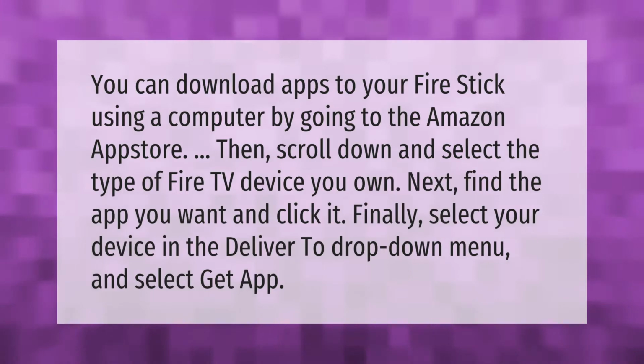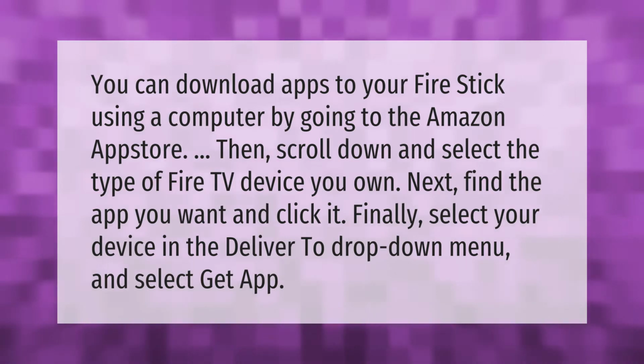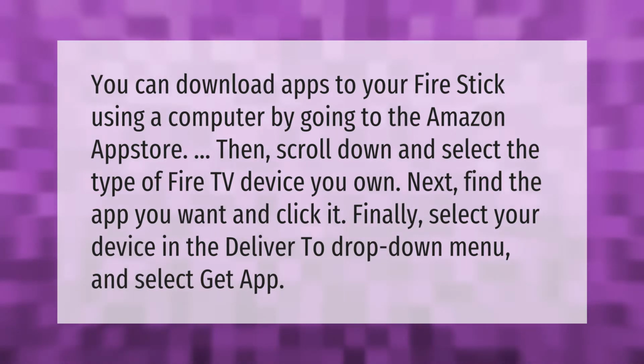You can download apps to your Fire Stick using a computer by going to the Amazon App Store. Then, scroll down and select the type of Fire TV device you own. Next, find the app you want and click it. Finally, select your device in the Deliver to drop-down menu, and select Get App.